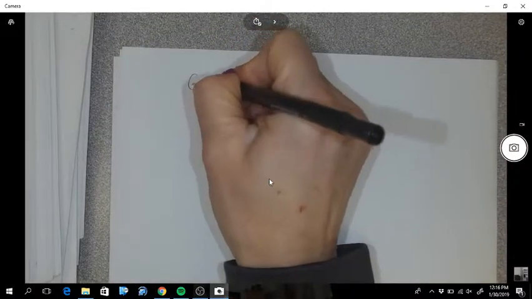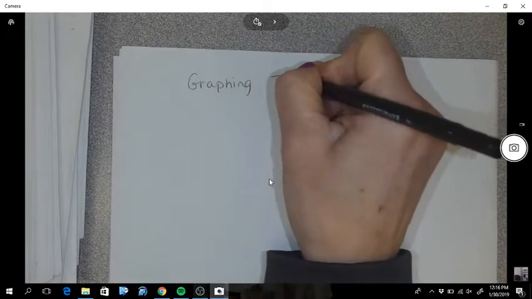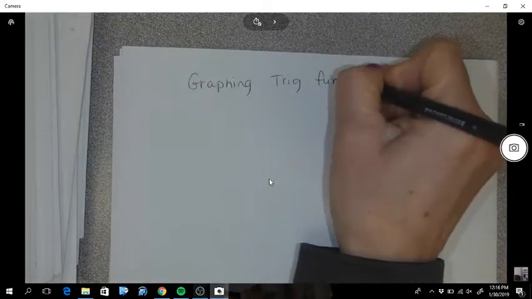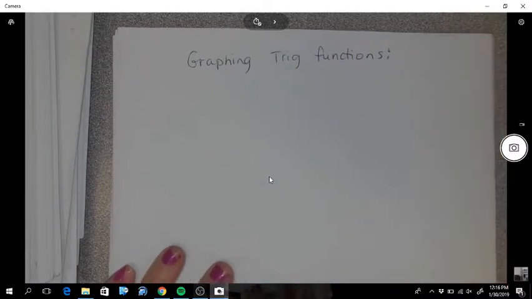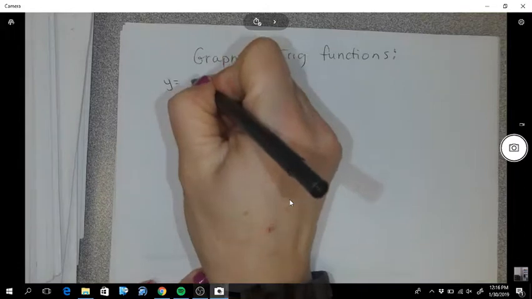Okay, graphing trig functions. Okay, let's talk about just the basic graphs. So let's graph y equals sine of x.